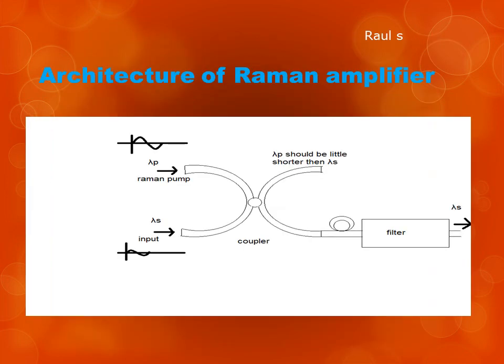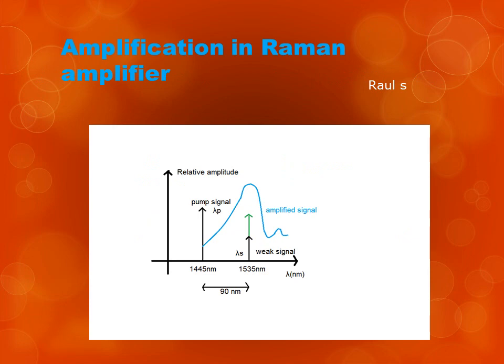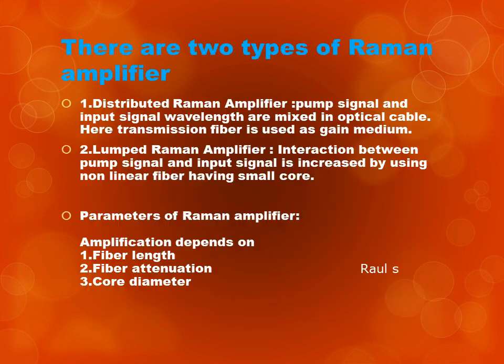Architecture of Raman amplifier. Amplification in Raman amplifier. There are two types of Raman amplifier. First, distributed Raman amplifier. Pump signal and input signal wavelength are mixed in optical cable. Here transmission fiber is used as gain medium. Second, lumped Raman amplifier. Interaction between pump signal and input signal is increased by using nonlinear fiber having small core.